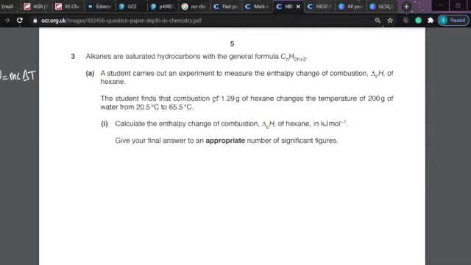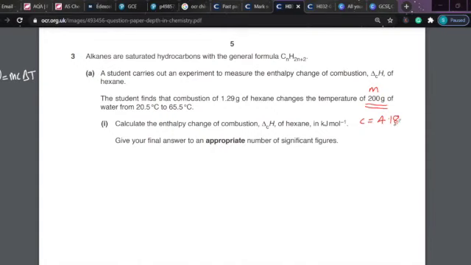So the formula is Q equals mc delta T. To work this out, you need to have the mass. Now in this question there are 2 masses. It's the mass of the water which is being heated.